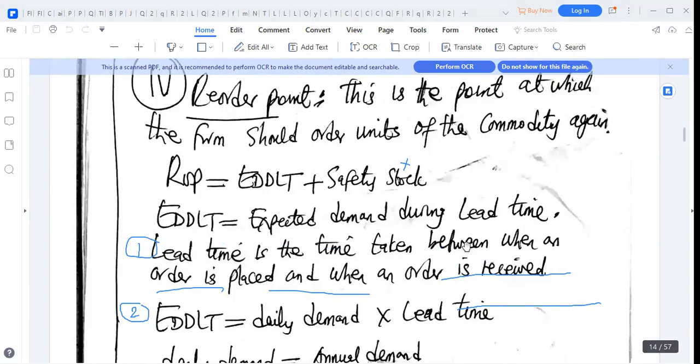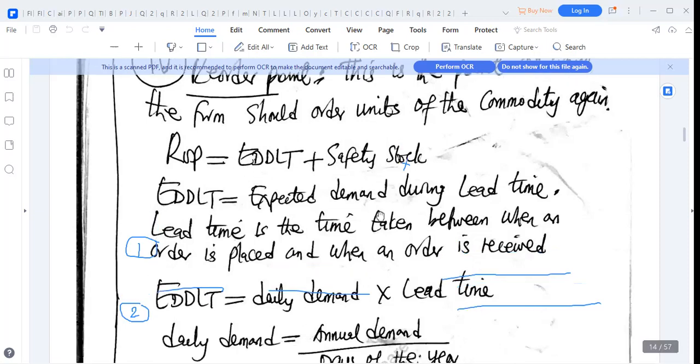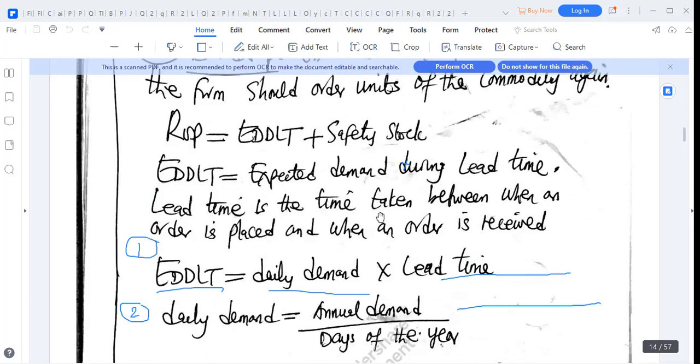so you don't have to wait for all goods to finish as you are selling for you to order again. So that's why we should have the order point. The order point is just a point at which the firm should order units of the commodity again. You don't have to wait for the minimum stock to finish for you to order another bag, or you may go starving. So you should have an order point where you know, should the minimum fall to this level, we should order again. So that's the order point, where we look at expected demand during lead time plus the safety stock, just a recap on formulas.